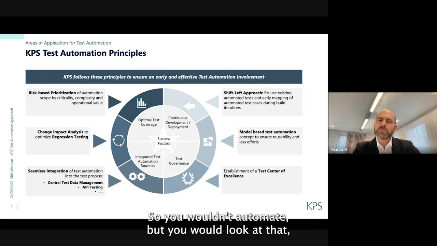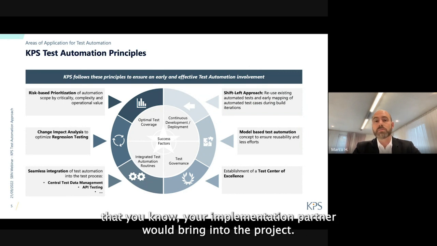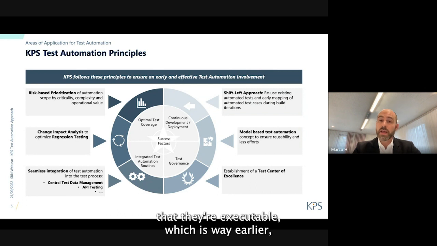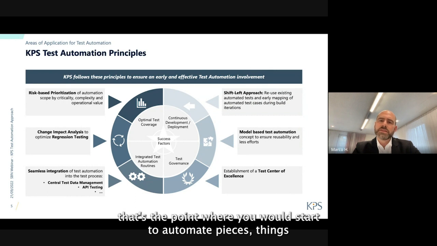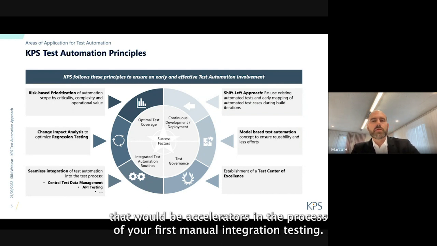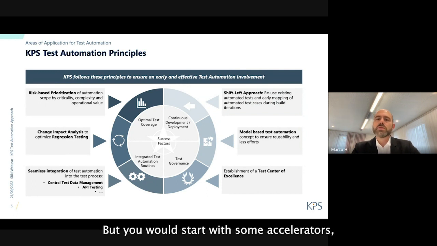So you wouldn't automate, but you would look at that. You would look at the processes that you have, or even best practices that your implementation partner would bring into the project. And once those best practices are customized in a way that they are executable, which is way earlier, like you would usually do in integration testing, that's the point where you would start to automate pieces. Things like creating business partners, for example, creating material master, things that would be accelerators in the process of your first manual integration testing. So it means that you wouldn't really automate your testing in total, and that does not make sense, to be honest. But you would start with some accelerators.